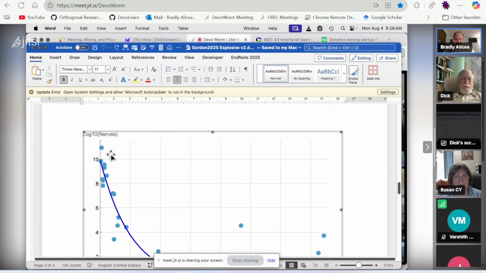Well, so the log 10 is the number of neurons or nerves? Nerves. It should be neurons. Okay, yeah, I should reload that.